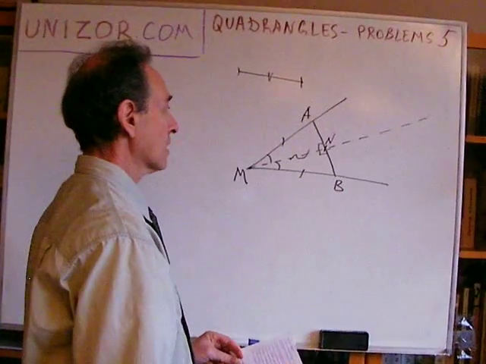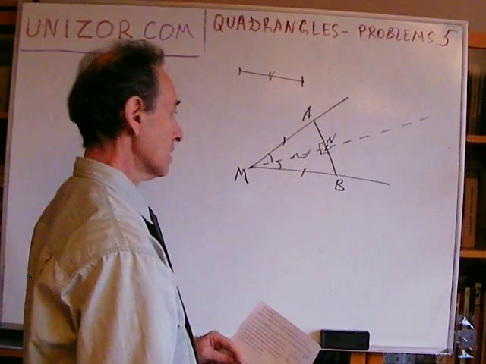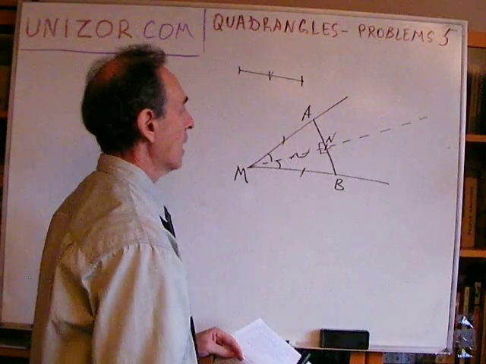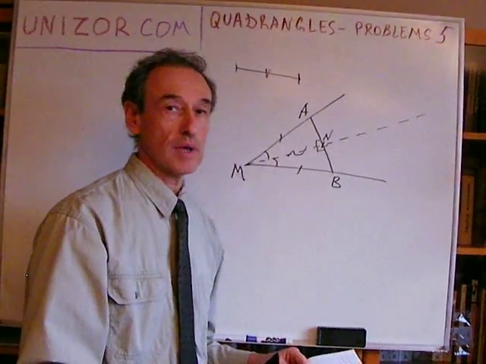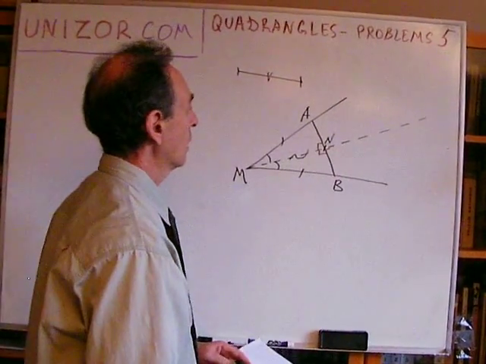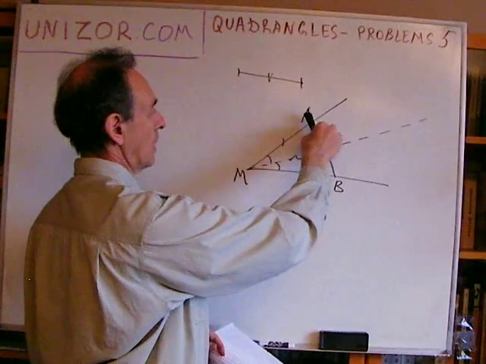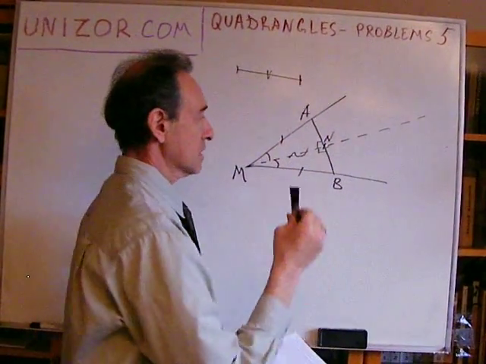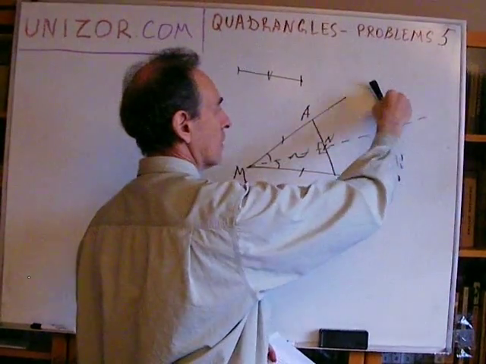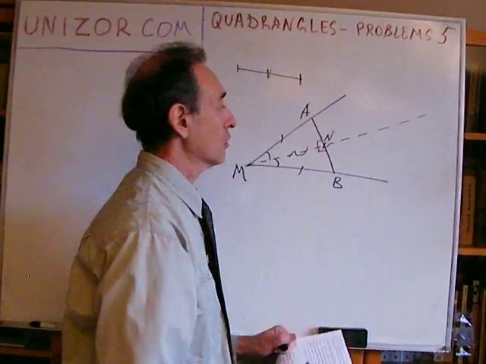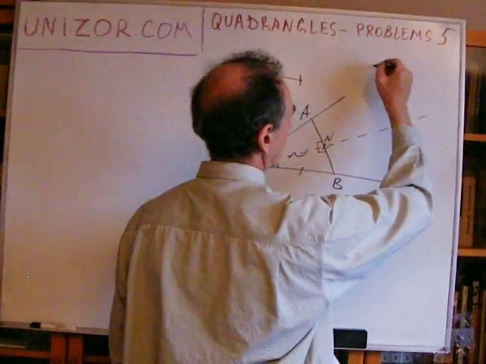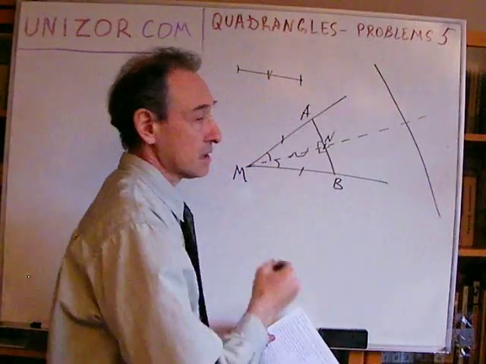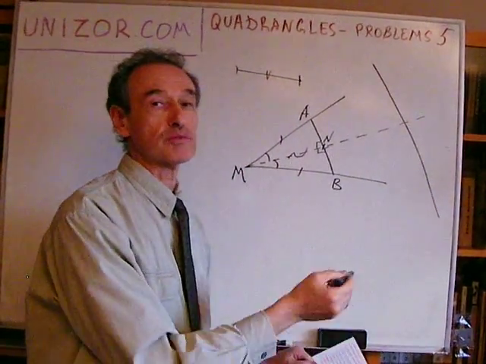So basically, what I would like to say is that I have the direction into which I have to draw our segment. This direction is perpendicular to the bisector. So what I do, I just take any line perpendicular to it. Basically, I'm reducing the problem to the previous one.